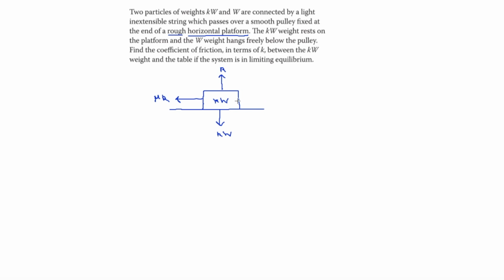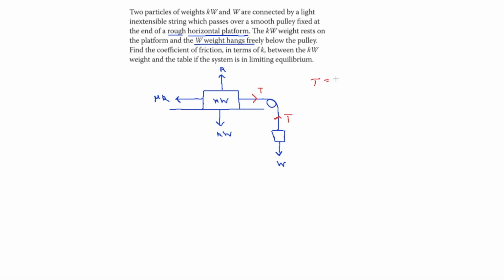And then this way, we have a pulley. So it says a smooth pulley fixed at the end of a rough horizontal platform. So we've got this pulley here. And then this is where we have the weight W hanging freely below the pulley. So you've got W here, so that means W acting down here. So therefore, what we've got here is tension coming up here. We've also got tension acting this way. Again, we're going to use the same trick. We can work out that T, tension, is equal to W.